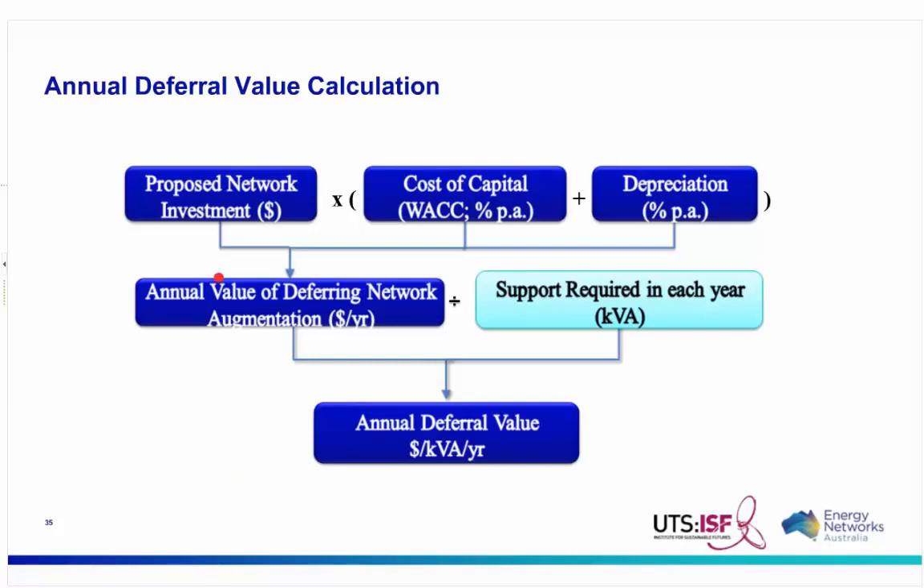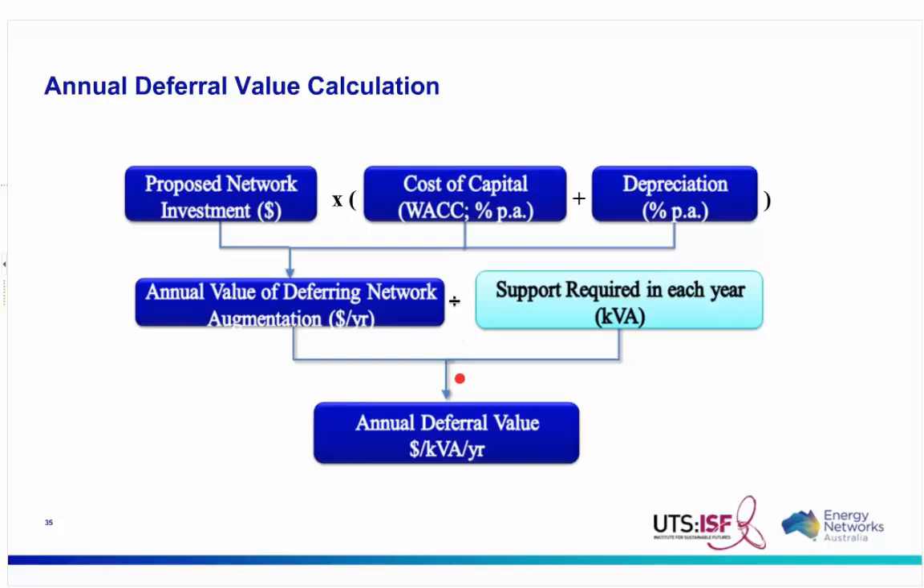We take the weighted average cost of capital, so the interest that would have accrued on financing that asset, and the avoided depreciation that wasn't incurred from an asset that's not yet built. You put those things together and you get an annual value of deferring augmentation in dollars per year. But then we have to think about how much work is required to actually achieve that deferral. So we divide that by the non-network support requirements in each year in kVA terms. And so we get this annual deferral value, which is a marginal value per kVA of avoided growth, so dollars per kVA per year if that deferral is successfully achieved.